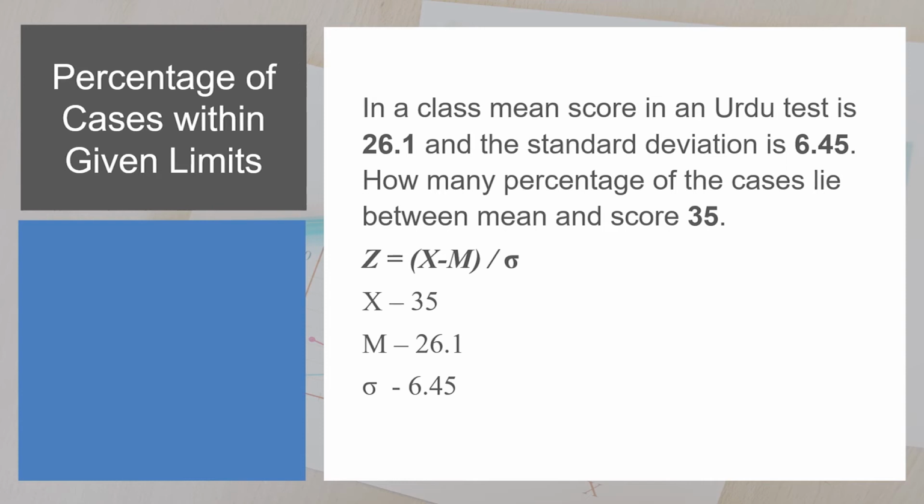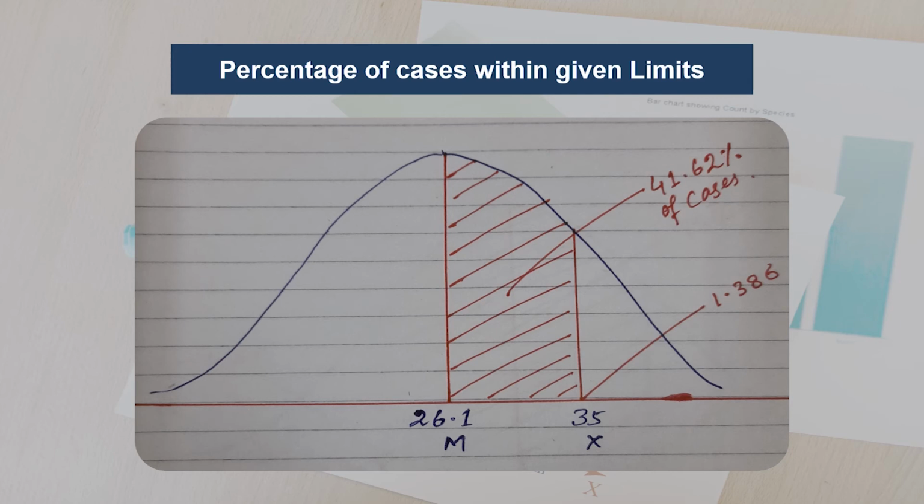So you just put these values in the formula, then you can get the result. Now to understand what percentage of the area we have to determine, here you see this is the distribution. I have just plotted it in a normal probability curve. Mean is 26.1 and the x, that's the individual score, is 35. We have to find out the percentage of the cases, or the percentage of this area, the red lined area, that is in between the score 35 and the mean score 26.1.